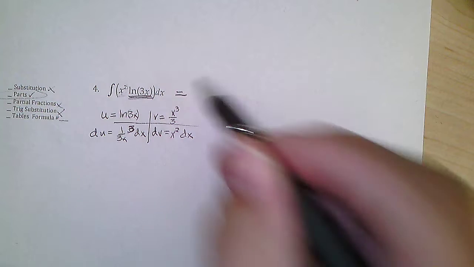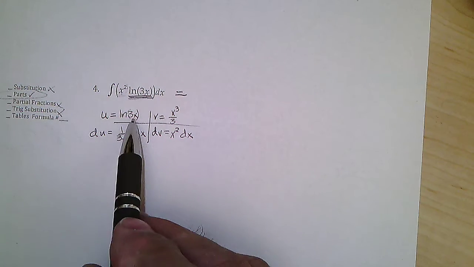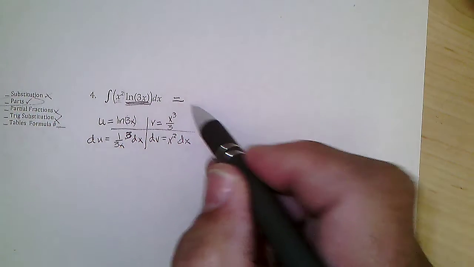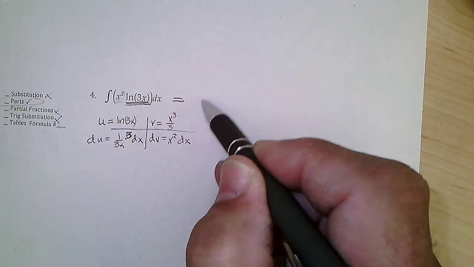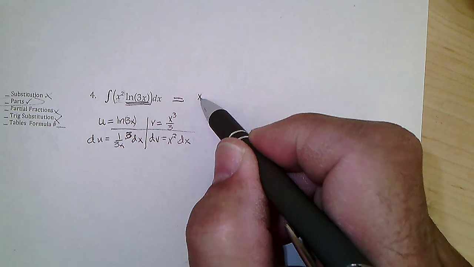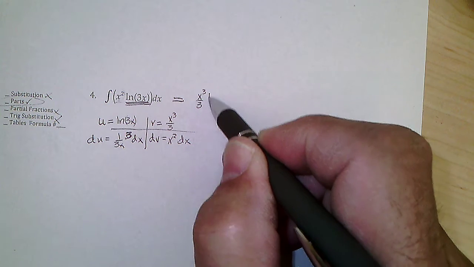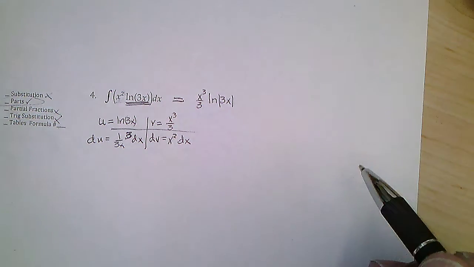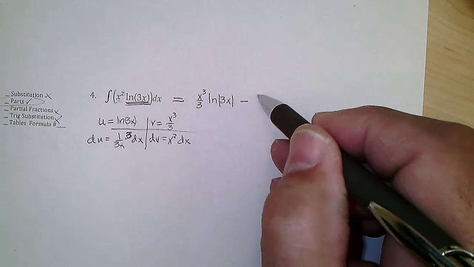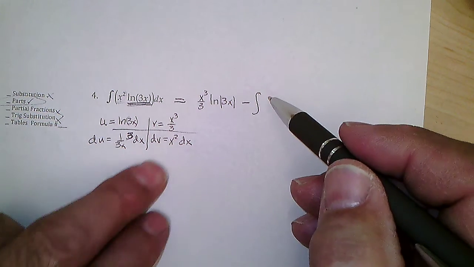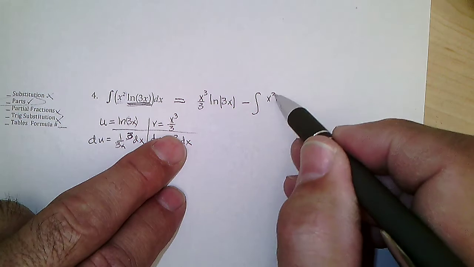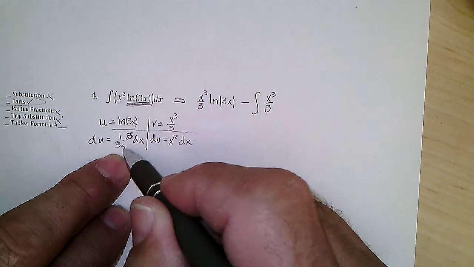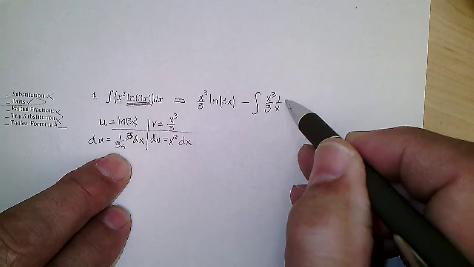So this becomes, I'll go ahead and finish this one because we're there. This is the only one we can do here, and I probably should go back and finish that one. So let's go ahead and do this one right now. So uv, which would be x cubed over 3 ln 3x minus the integral of v, x cubed over 3, du, which these two 3's cancel, and it's just 1 over x dx.